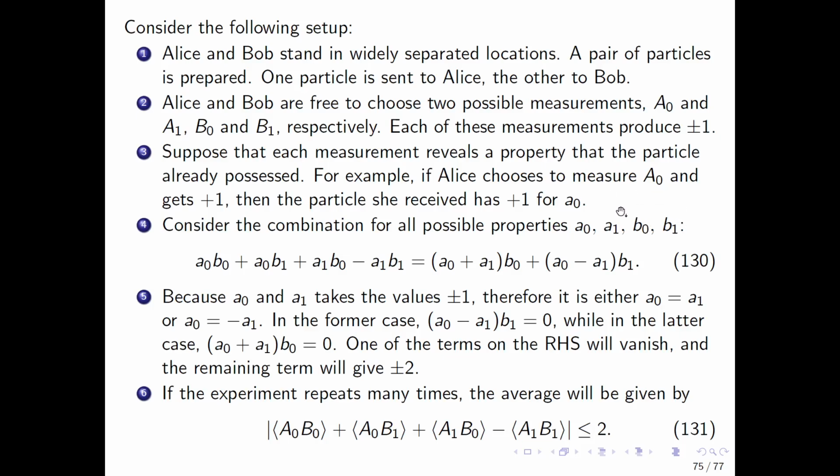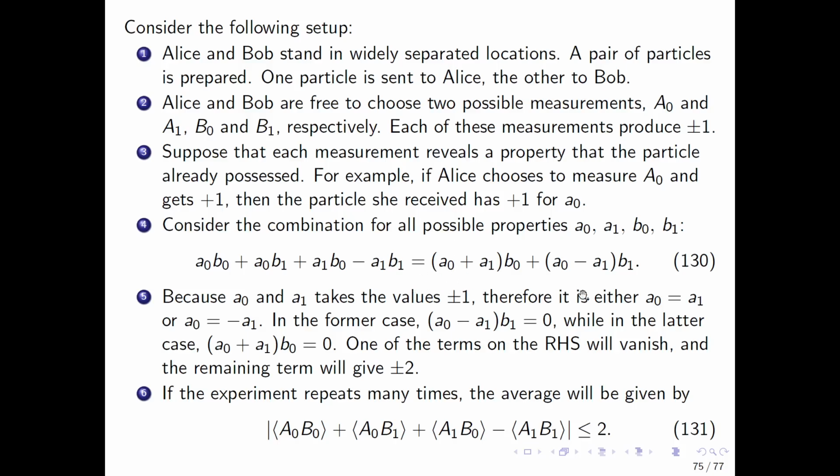So the point here for this particular thought experiment is that you consider this combination of properties, equation 130. So you have a0 b0 plus a0 b1, plus a1 b0. The last one is minus. The reason why the last one is minus is because then you can group them into these two parts. And then you can try to test out all the possibilities for +1 and -1.